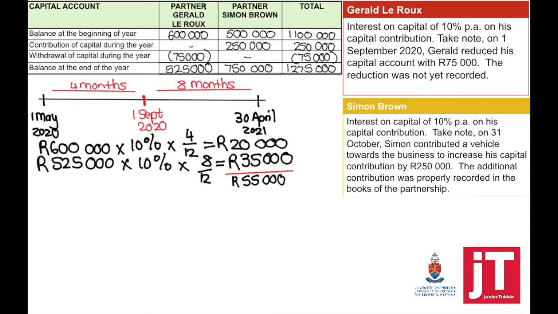If we look at Simon, he's also entitled to interest on capital at 10% per annum. Take note, on 31 October, he contributed additional capital. This was properly recorded.